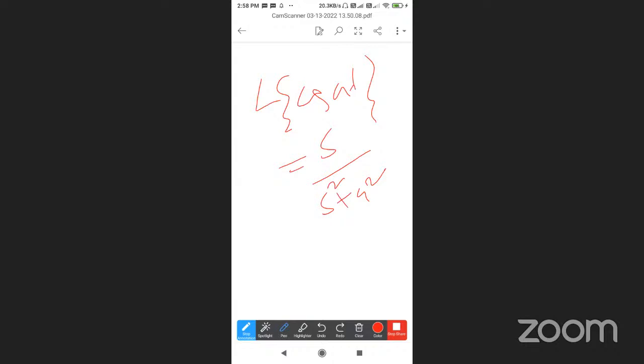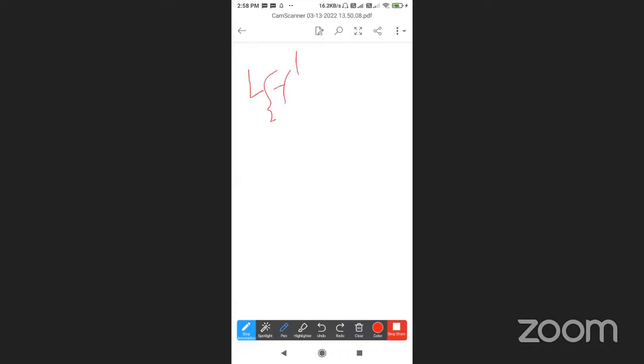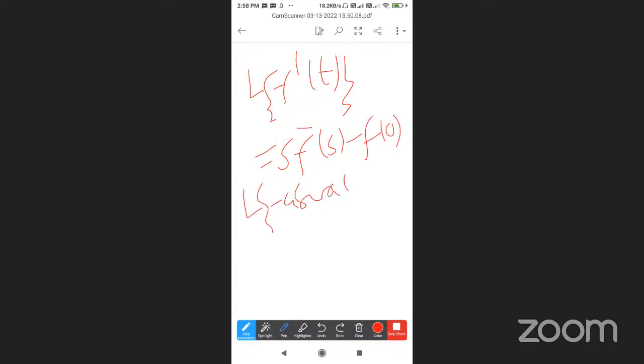This is the Laplace transform of the derivative f dash of t. The Laplace transform of f dash of t is s into f bar of s minus f of 0. Here f dash of t is the derivative of cos at, which is minus a sin at. So minus a times the Laplace transform of sin at equals s into f bar of s, where f bar of s is s by s square plus a square, minus f of 0. Cos 0 is 1.